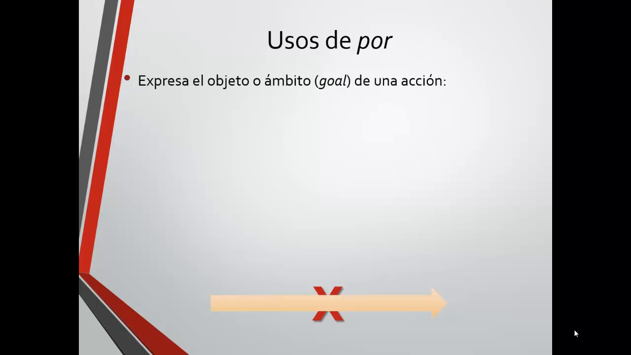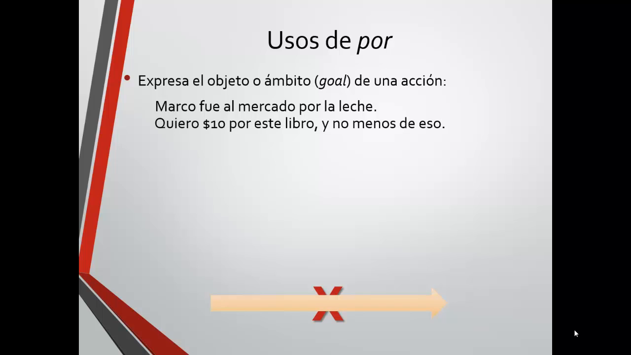Por can express the object or goal of an action, as if indicating the reason behind an action. For example, "Marco fue al mercado por la leche," or "quiero 10 dólares por este libro y no menos de eso." In both of these sentences, we are expressing the outcomes of each of the actions, going to the store specifically for milk and wanting $10 specifically for the book. But in both cases, it's not the focus. The focus is the action itself, going to the store and wanting to sell the book.